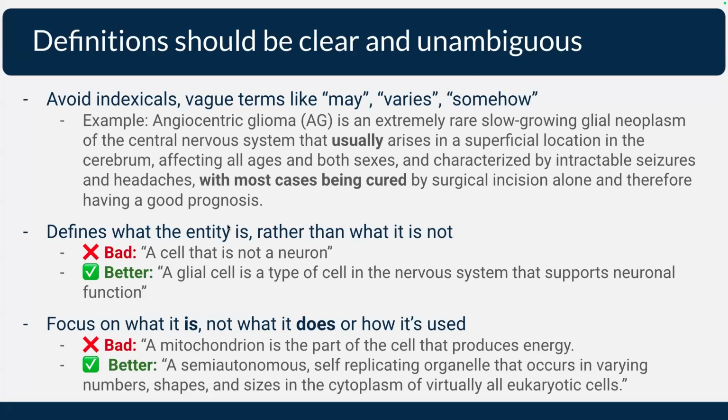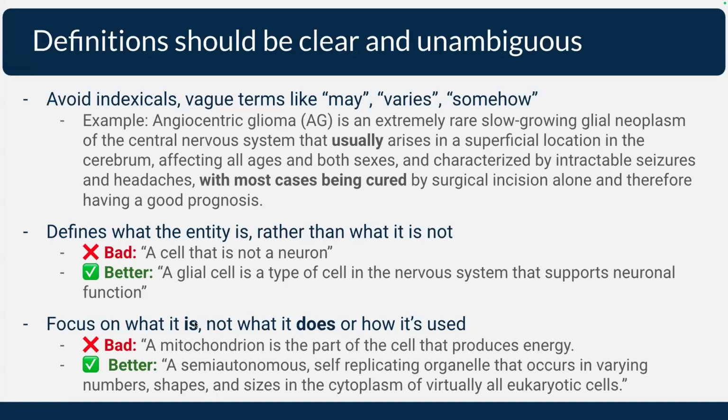Make sure that you focus on what the entity is and not what it is not. So as we mentioned at the beginning, neuron: if you want to define, let's say, glia, don't say it is the thing that is not a neuron. It still doesn't help you understand what it actually is. So focus on what the entity is and not what it is not.